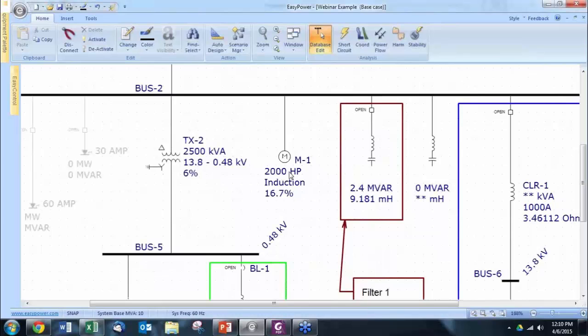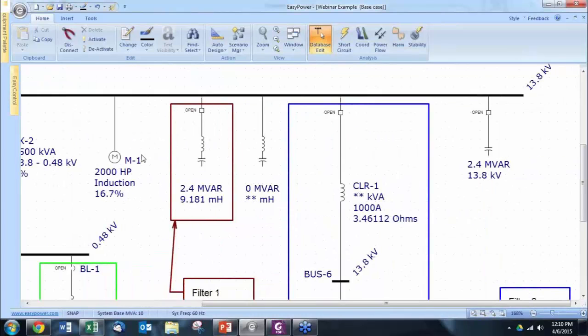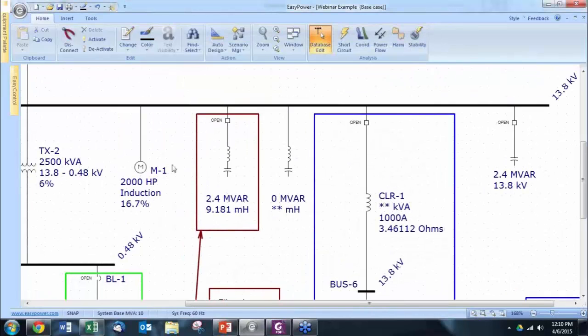Now, here we have a 2000 HP induction motor, which goes into the medium voltage bus. It could very well be a mill or a compressor. I've seen very big compressors on medium voltage. Even though you cannot specify the harmonics for this particular motor, EasyPower gives a harmonic spectrum, which is traditional, which is conservative for a rotating machine. We'll see it in a minute.